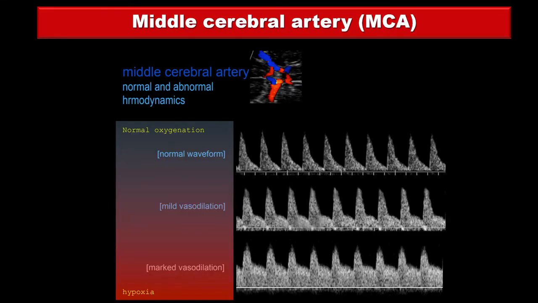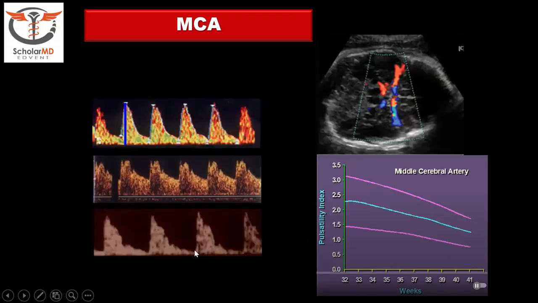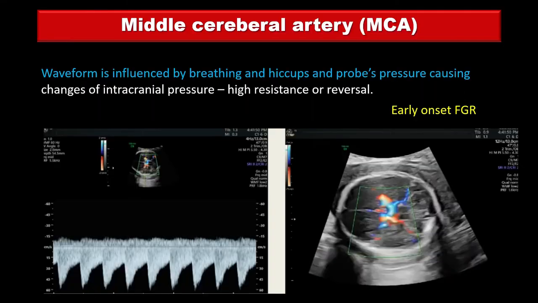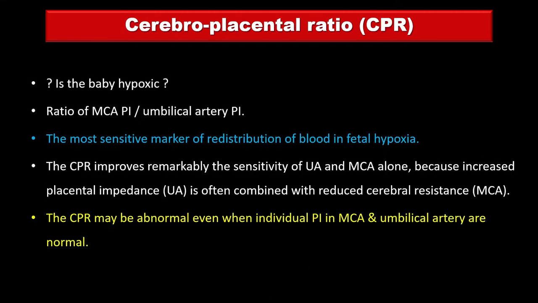So that is the MCA, the normal flow with high resistance, and in brain sparing effect because of hypoxia, the MCA shows low vascular resistance. And in very terminal stages, the MCA resistance can paradoxically become high because of edema of the brain, but we don't want our babies to go to this extent. MCA waveform is also influenced by breathing and hiccups and the probe pressure, all of which will result in high resistance or reversal of MCA and give us false reassurance.